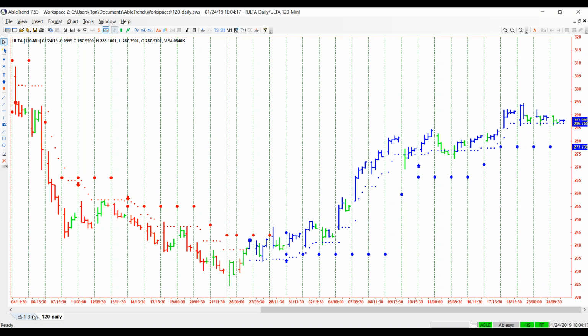Otherwise, for all intraday charts we use AbleTrend TS. Every lower time frame of the two, we always use AbleTrend TS on both time frames. If it's intraday, if it's like 120 daily or daily weekly or weekly monthly, because weekly monthly works well too. You get to look at the big picture.